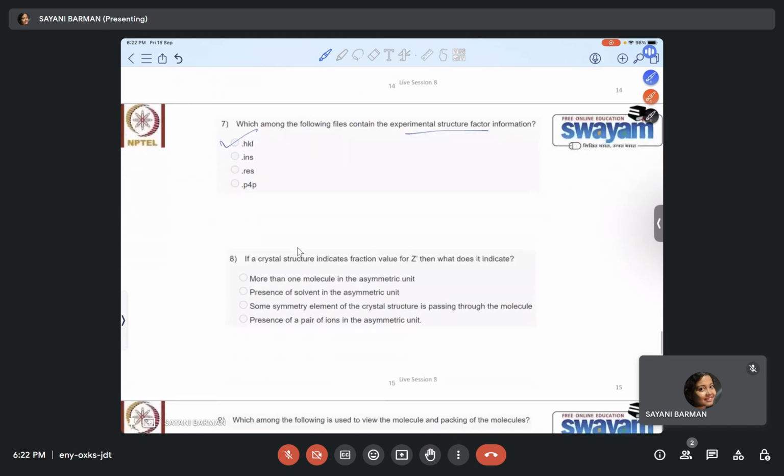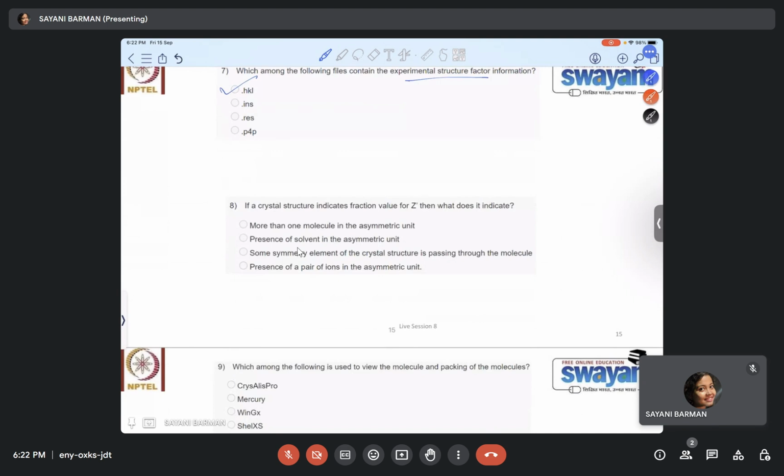Now the next one is: if a crystal structure indicates a fraction value for Z prime, then what does it indicate? The options: more than one molecule in the asymmetric unit, presence of solvent in the asymmetric unit, some symmetry element of the crystal structure passing through the molecule, presence of a pair of ions in the asymmetric unit. So first we have to understand what is Z prime.